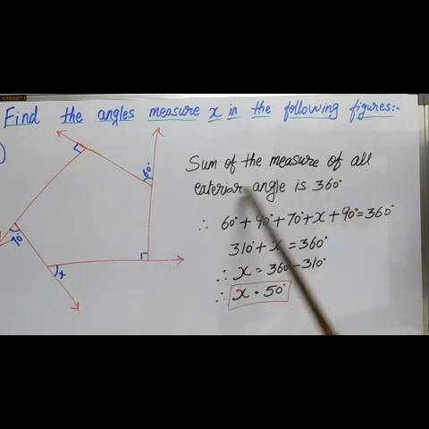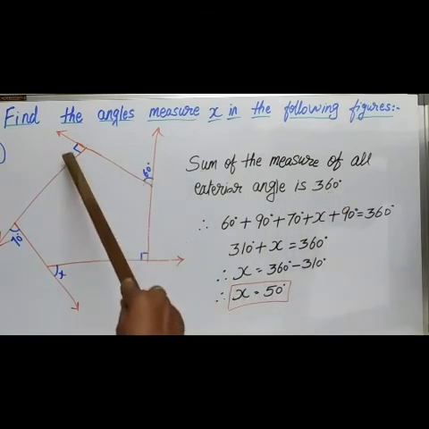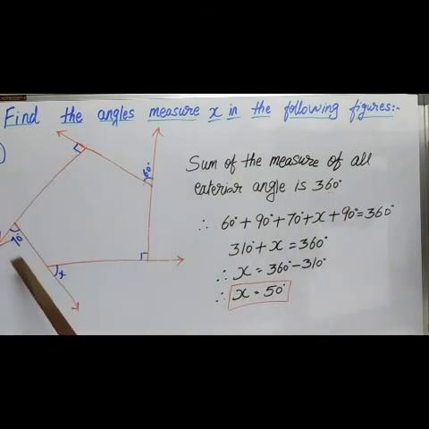So the sum of the measure of all exterior angles is 360 degree. It means 60 degree plus 90 degree plus 70 degree plus x degree plus 90 degree equal to 360 degree. 60 plus 90 plus 70 plus 90 is 310 degree, plus x equal to 360 degree. 310 we can shift here. X equal to 360 degree minus 310 degree. Therefore x equal to 50 degree.